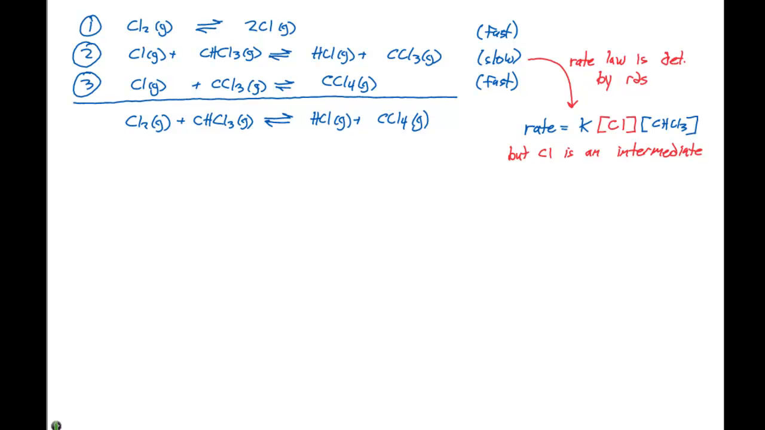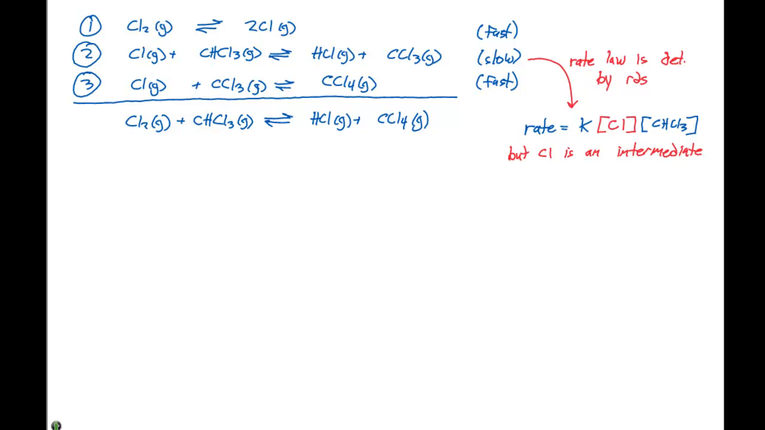In the previous video, we looked at the following three-step mechanism. That three-step mechanism gives rise to the overall equation of Cl2 gas plus CHCl3 gas in equilibrium with HCl gas plus CCl4 gas. We were told that the second step of this elementary mechanism was the slow step, so that means the rate law is going to be determined by that step. This gives a rate equal to k times Cl times the concentration of CHCl3.